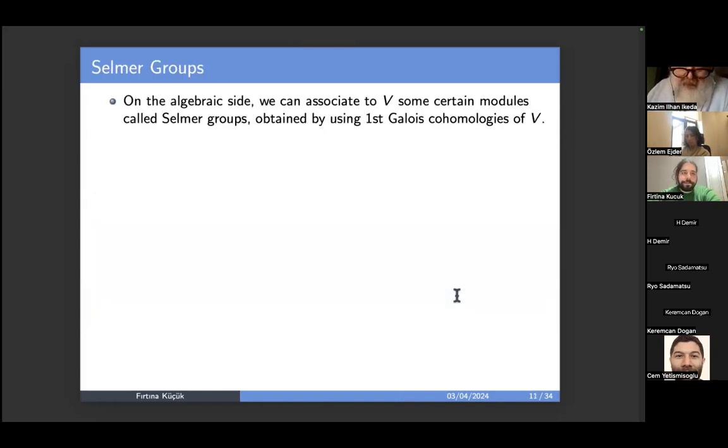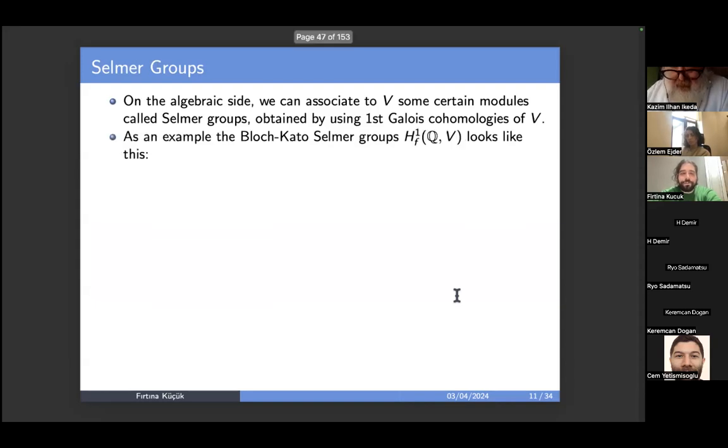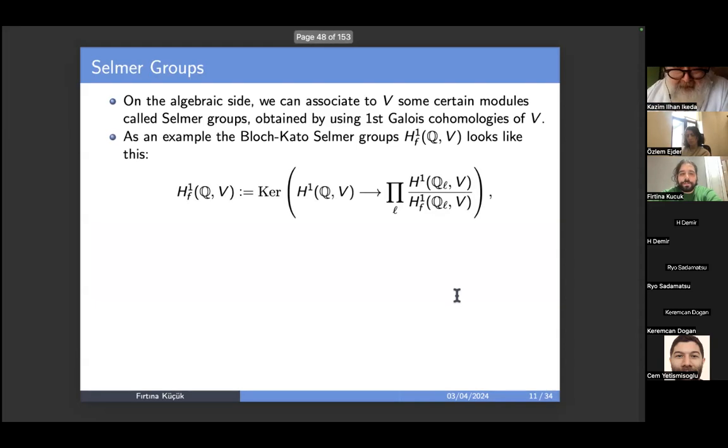Okay, this was the analytic side of the picture. And on the algebraic side, we can associate to V certain modules called Selmer groups, and they are obtained by using their first Galois cohomologies. So just as an example, the Bloch-Kato Selmer group looks like this. These are the cohomology groups.